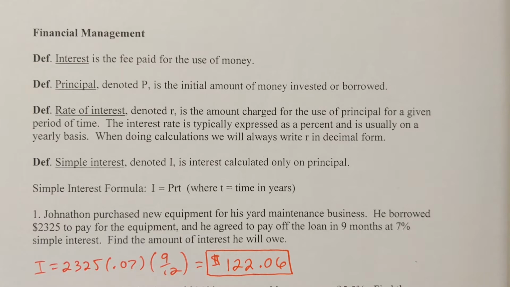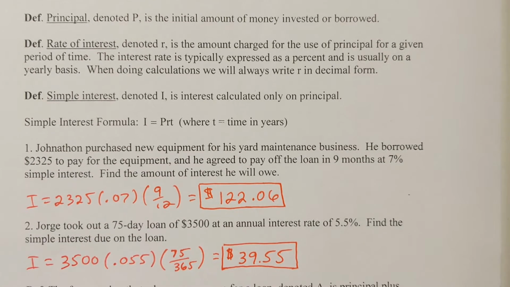The rate of interest, which is denoted by a little r, is the amount charged for the use of principal for a given period of time. The interest rate is typically expressed as a percentage and is usually on a yearly basis. When doing the calculations, we're always going to write r in decimal form, so keep that in mind. Simple interest, which is denoted by I, is interest calculated only on the principal, so nothing else is being figured in. From that, we got the simple interest formula: interest equals principal times rate times time. The time is in years.